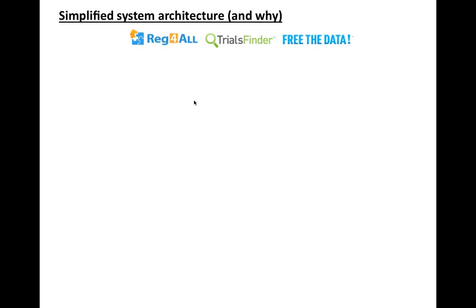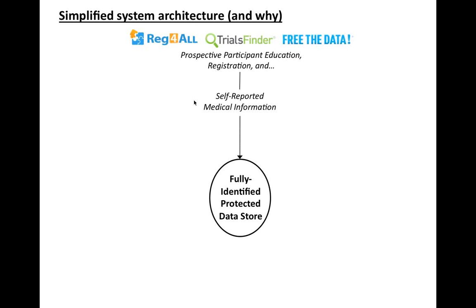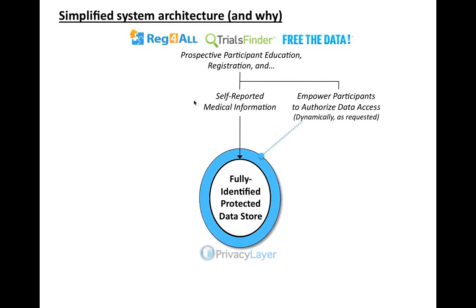So first off, on the architecture, we really start with a front end facing that could be the Reg4ALL theme. At this point, we have 2 additional themes. One is called trialsfinder.org, and a third is called freethedata.org. These are systems that employ the basic Reg4ALL platform, but each of those systems is really set up to allow prospective participants to be educated and to register for the system and to make self-reporting of their medical information into what we would call a fully identified protective data storage location.